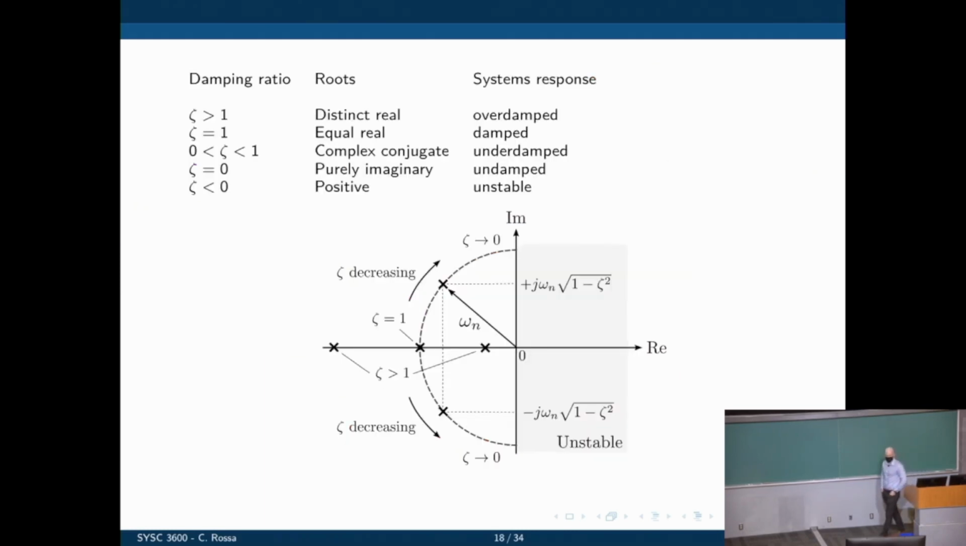So here is a summary of that. Depending on where the pole is, or depending on the value of zeta or omega n, we have distinct behaviors here. Overdamped system, zeta equals 1, it was supposed to be critically damped. It's missing in the second line there. So this is critically damped.